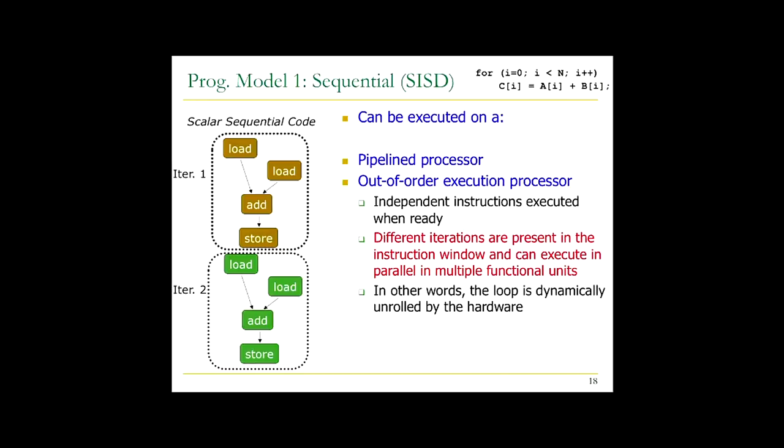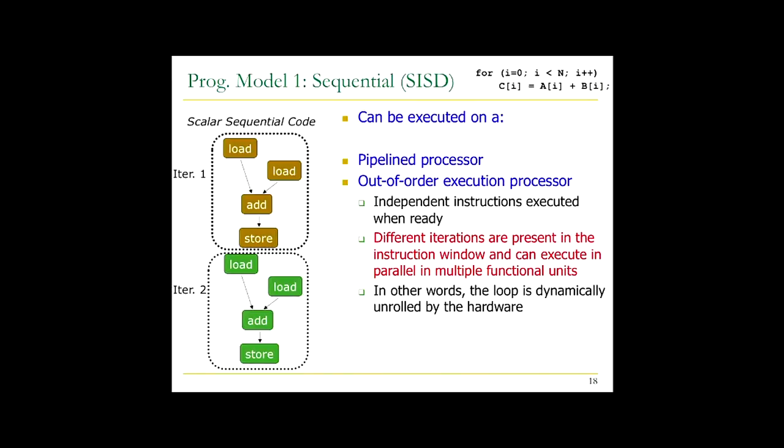You can look ahead in the sequential code and execute. In other words, basically, if you think about this a little bit, the loop is dynamically unrolled by the hardware. How many of you know about loop unrolling? Okay, some of you. I don't think you should have seen it in any class.